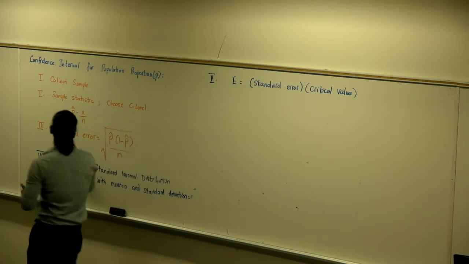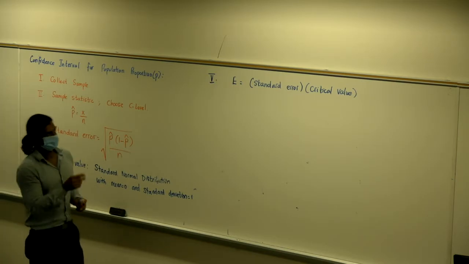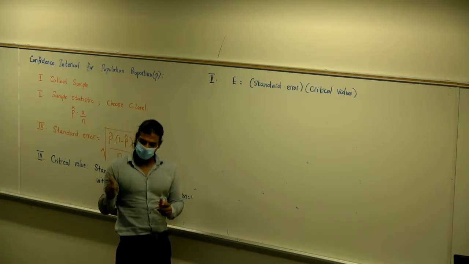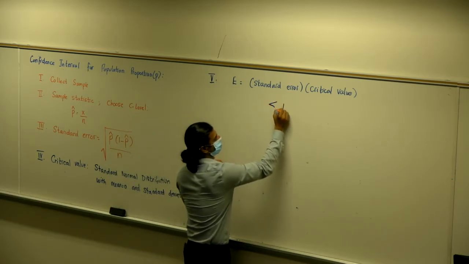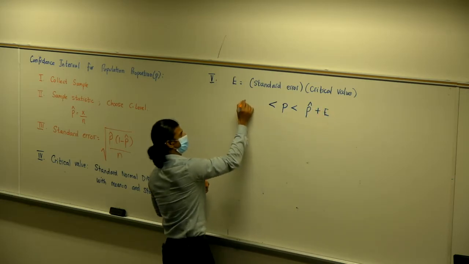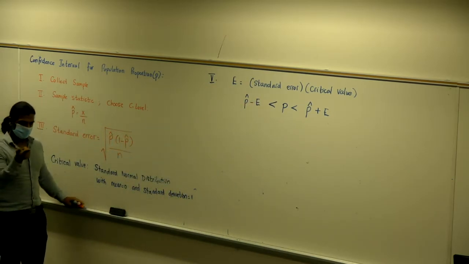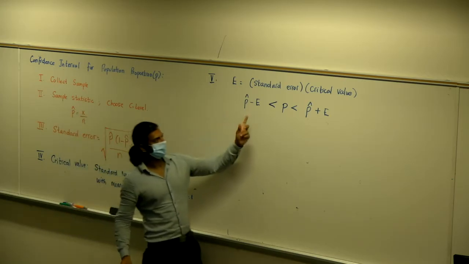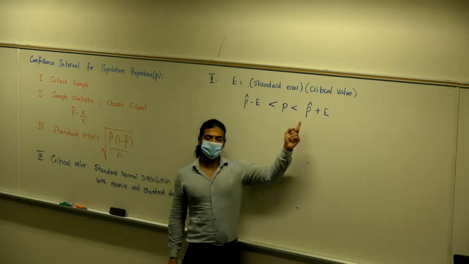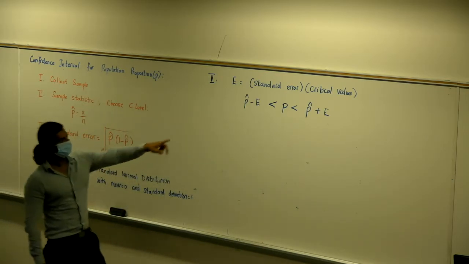So we find the standard error using the formula, which is quite easy. Critical value, we've got to get it using a calculator. And once we find that, we can multiply it to get the margin of error. Once we have the margin of error, the interval for P is P hat minus E less than P less than P hat plus E. Last time, this was x bar minus E, that was mu, and we had x bar plus E. This time, it is P and P hat.